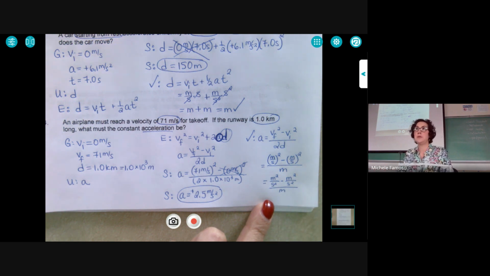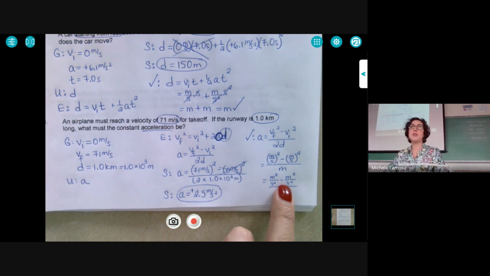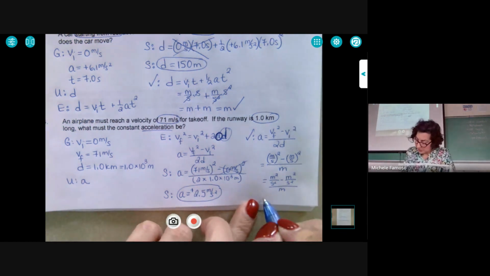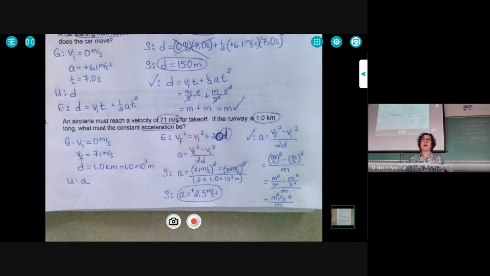A number of what? Meters? Not just meters. I have a number of meters squared per second squared being subtracted from another number of meters squared per second squared. What do you get? Yeah, you're still going to have meters squared per second squared. So we're going to simplify that. Meters squared per second squared over meters. Now what happens?